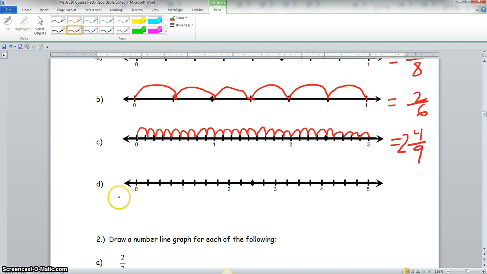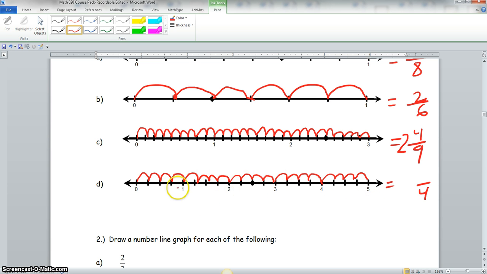Now we go here to D. Now we look here, we go 1, 2, 3, 4. From 0 to 1 is 4. Let's go from 1 to 2. We got 1, 2, 3, 4. 2 to 3, 1, 2, 3, 4. 3 to 4, 1, 2, 3, 4. 4 to 5, 1, 2, 3, 4. So just like we did in the other problem, our denominator of our fraction would be 4.